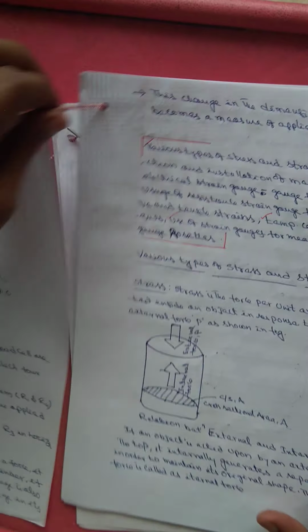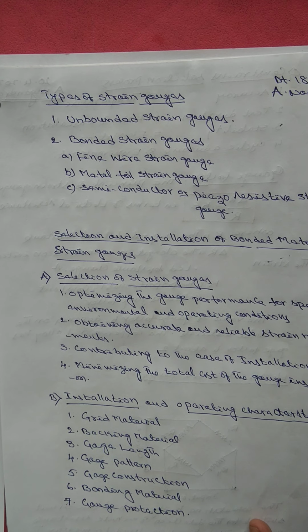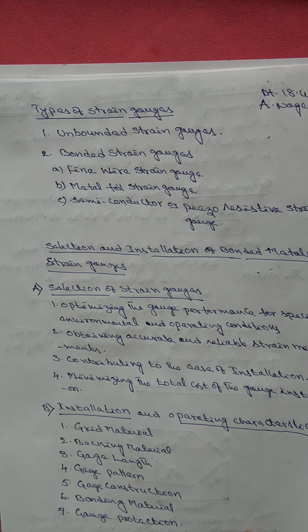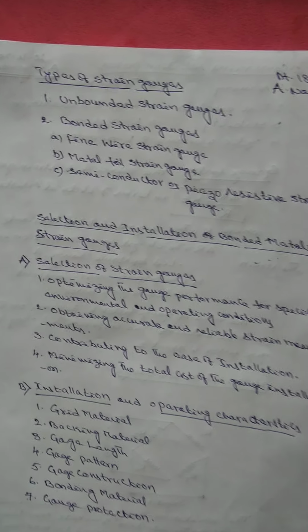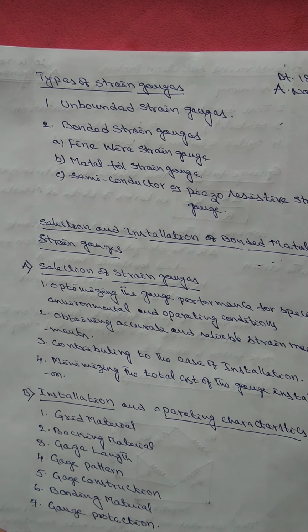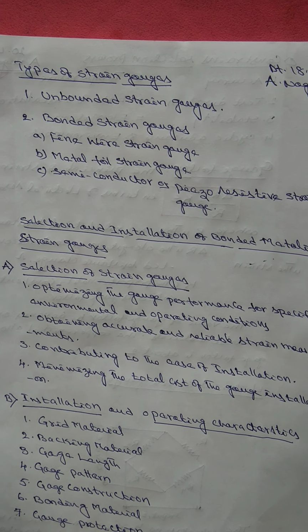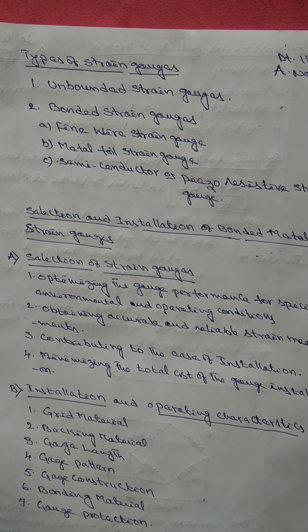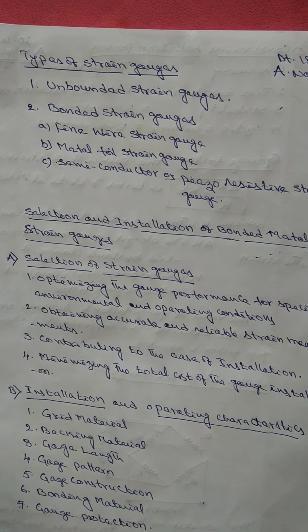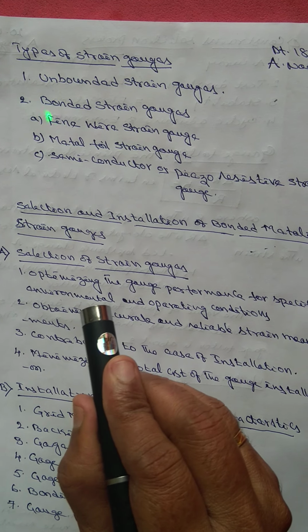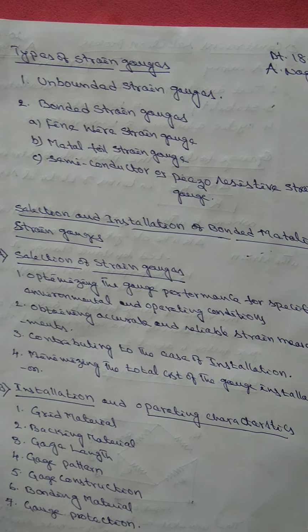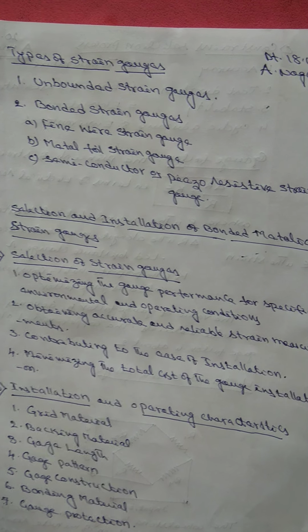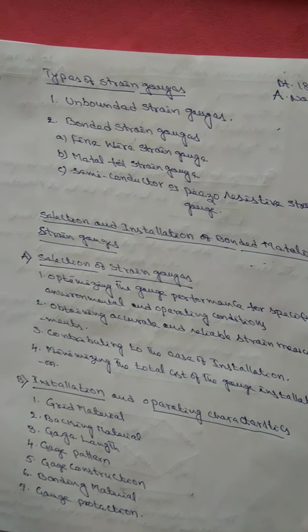Now we will discuss the types and selection of strain gauges. What are the types of strain gauges? First one, unbonded strain gauges. Second one, bonded strain gauges. The bonded strain gauges are again classified into fine wire strain gauge, metal foil strain gauge, and semiconductor or piezoresistive strain gauge.